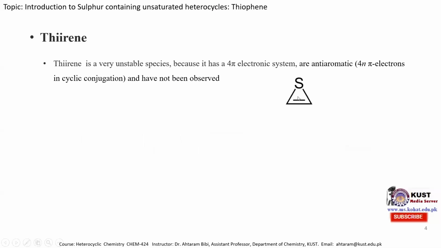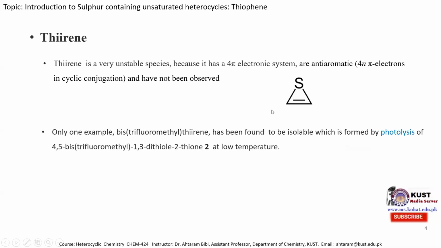This is the structure of the thiirene molecule. It consists of 2 carbon atoms, 2 hydrogen atoms, and 1 sulfur atom. It is highly unstable and anti-aromatic: it has 2 pi electrons, and the lone pair of electrons on the sulfur is in conjugation with these 2 pi electrons. So overall it has 4 pi electrons, and we know that anti-aromatic compounds are highly unstable.